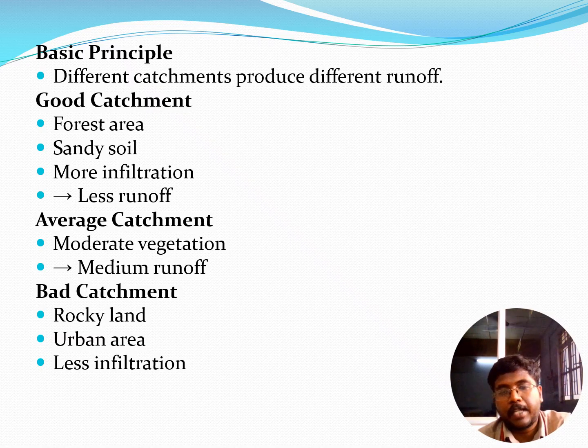In an average catchment area, vegetation land should be considered. In a vegetation area, medium runoff as well as less infiltration takes place. When compared to the average catchment, a bad catchment produces less infiltration as well as a larger amount of runoff.